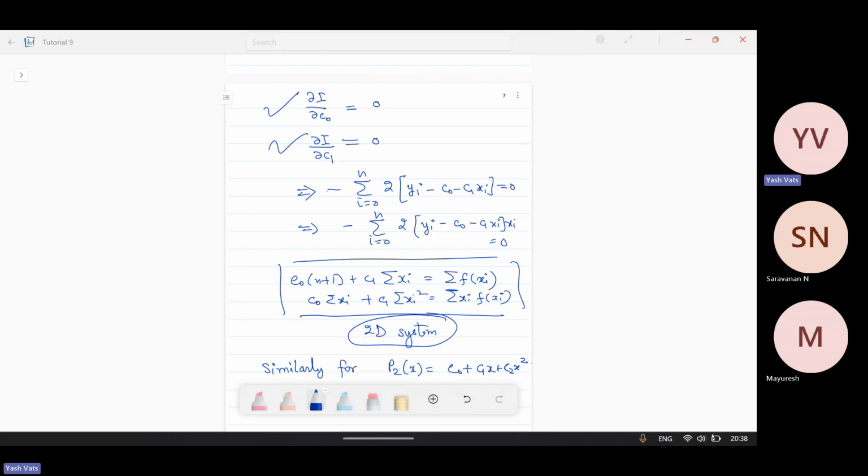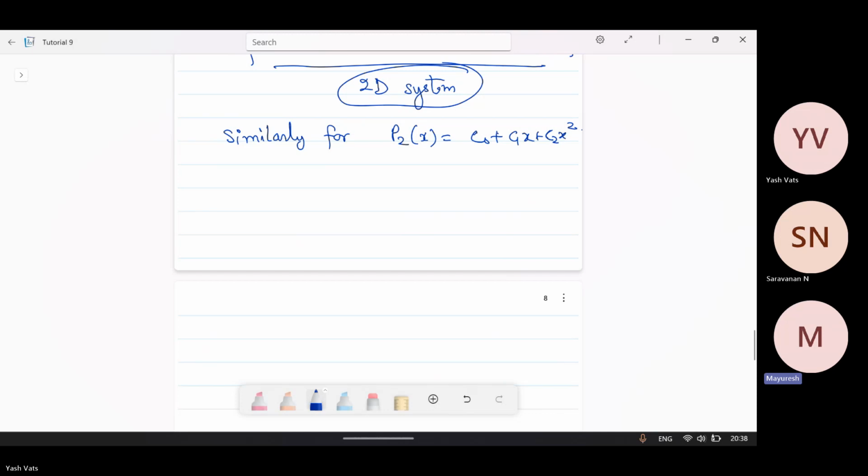Yes, tell me. So these three equations are there. Del f by del c0 is equal to 0, del f by del c1 is equal to 0, and del f by del c2 is equal to 0. So with that, the first equation is c0 summation 1 plus c1 summation x plus c2 summation x square is equal to summation y. There is no n here.